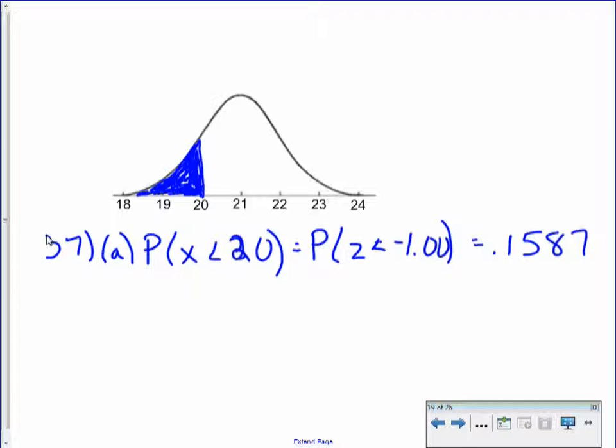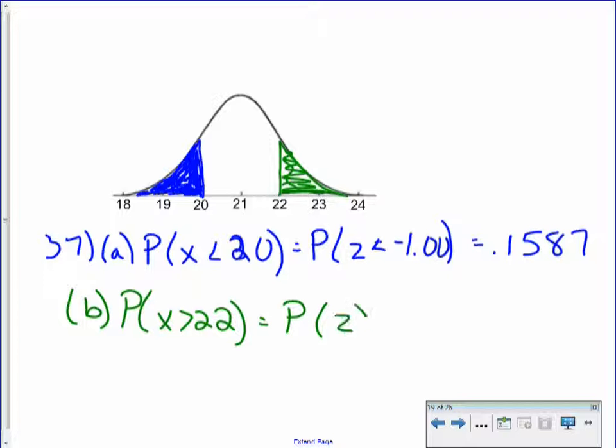B, what is the probability that it hatches in over 22 days? So that would be more than 22 days, and hey, that's another number on the graph. That's +1. So now I'm just looking up z greater than +1, which would mean I'd need to do a complement, but guess what? It's symmetric. Whatever's to the left of -1 is the same as what's to the right of +1. So we get the same answer.